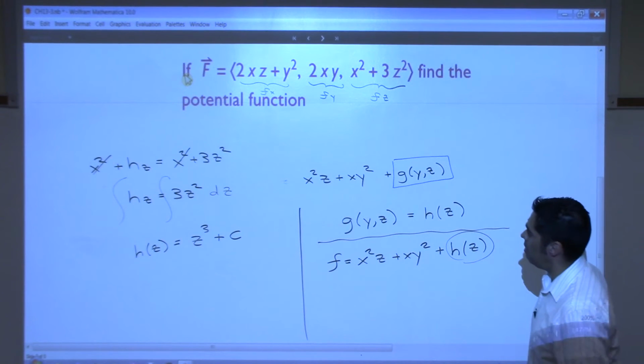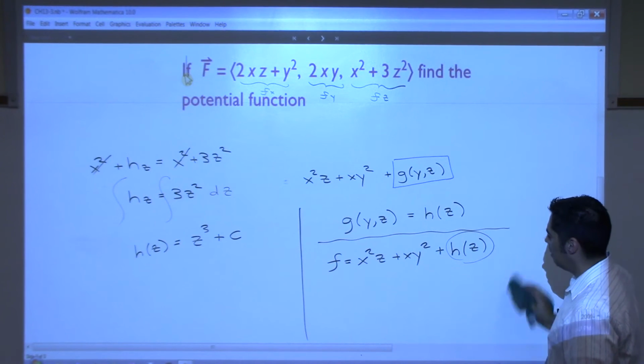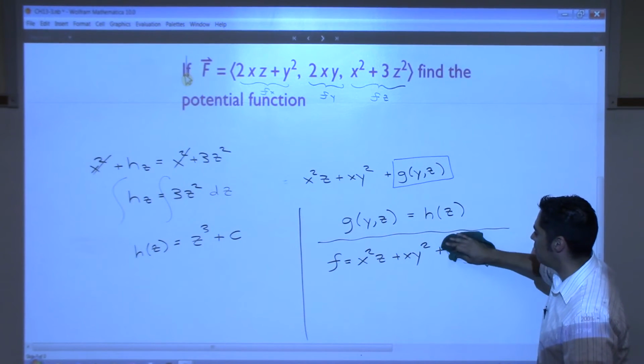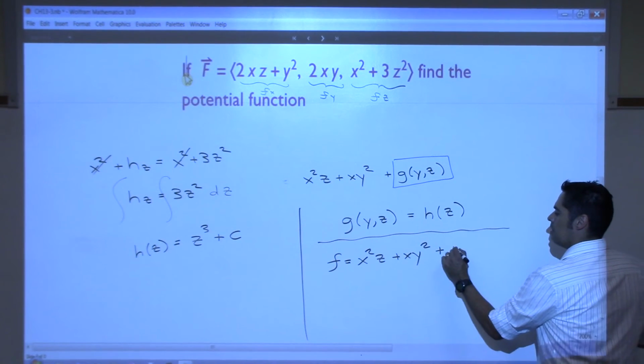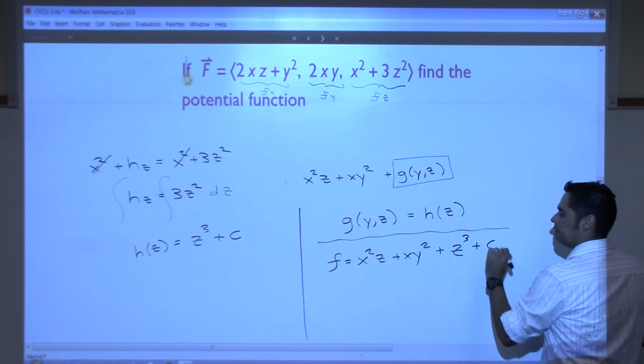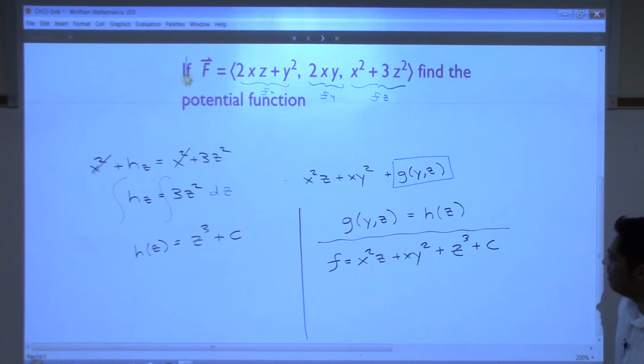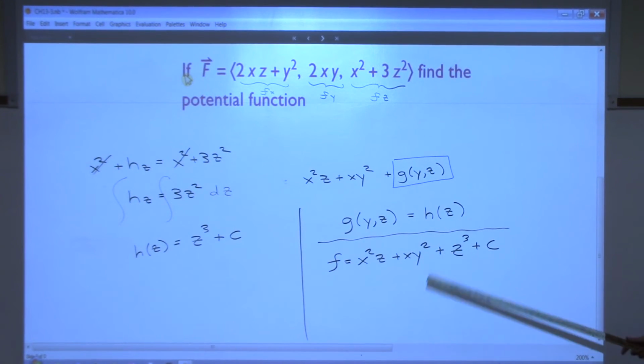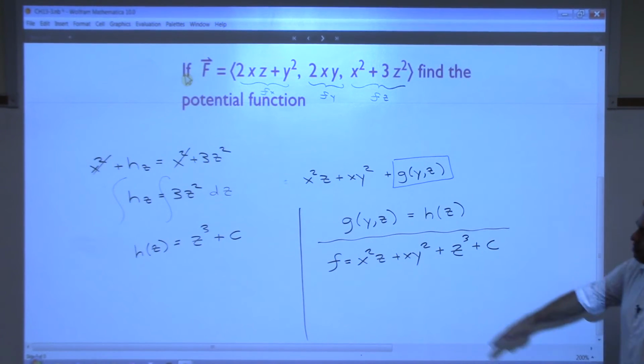Okay, so we ready for our final answer? This is where we were, right? And that h of z is going to be replaced with z cubed plus c. And what did I say the good thing about this is? When you're done, you can check your answer. So take the derivative. Let's do it quickly.